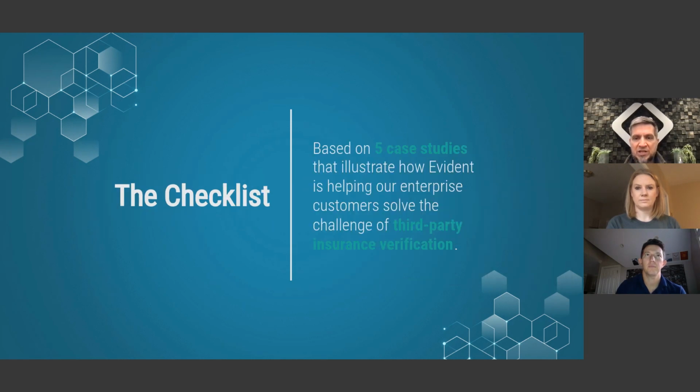So we put together a checklist of things that risk managers can do to improve their third-party compliance rates, and by improving third-party compliance rates, subsequently reduce risk, spend, time, resources, et cetera. And we're doing that based on 5 case studies that illustrate how we are helping our enterprise customers solve this challenge. So we're going to jump into our case studies.